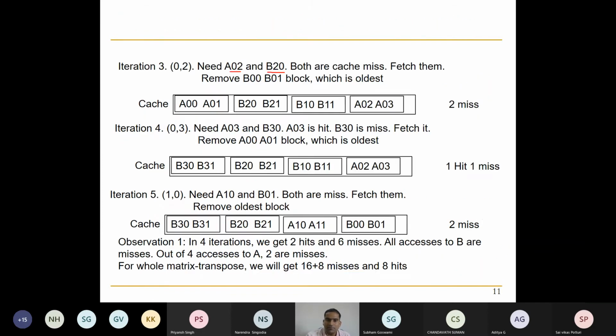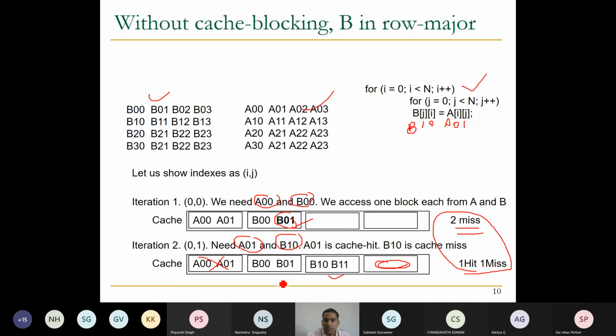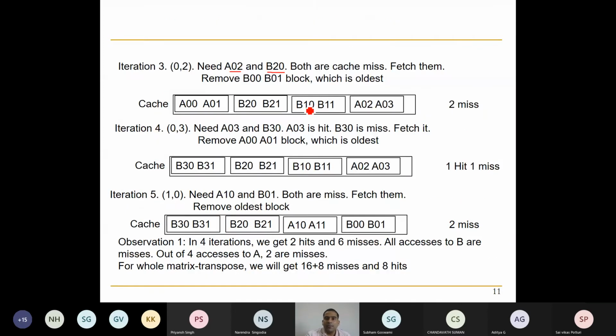Suppose I remove this block. Or suppose I remove this block. Let this block be there. Whichever is the oldest block we remove. So we remove the B00, B11 block. Or we could have removed this block. So now both of them are missed. So here I have shown 2 misses. Okay.